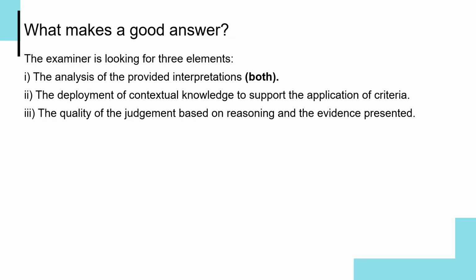The examiner is looking for 3 elements: analysis of the provided interpretations. You must use interpretation 1 as well and make reference to the specific details within them both. Failing to use both can really limit your marks available. The contextual knowledge you use is interwoven into your analysis of the interpretations to support or challenge the claims the authors are making. And your judgment is based on your analysis and is well reasoned and evidenced.